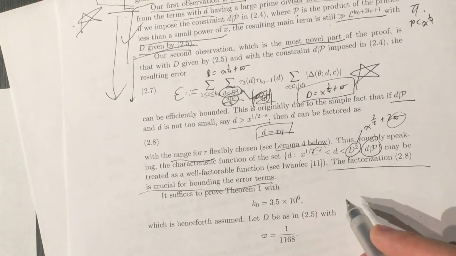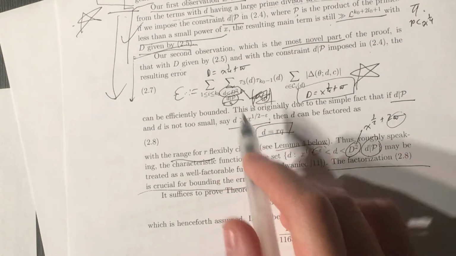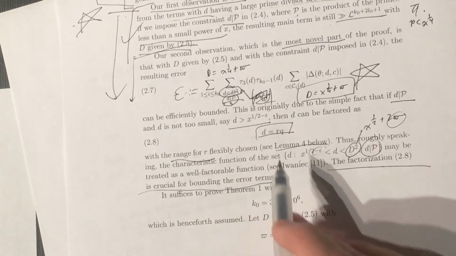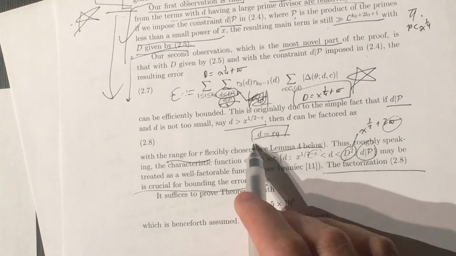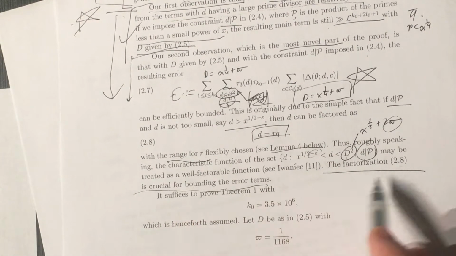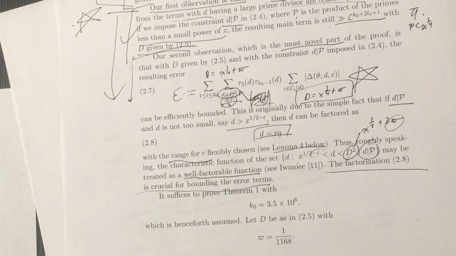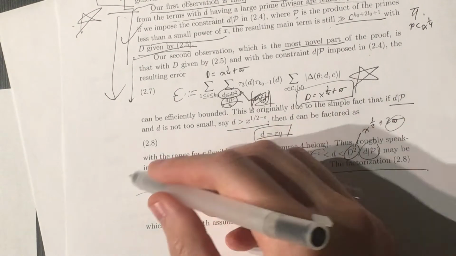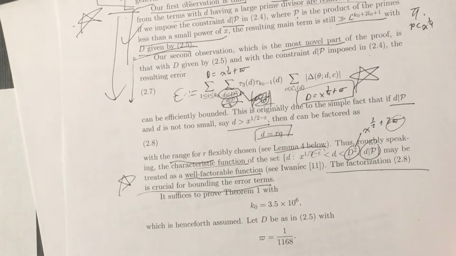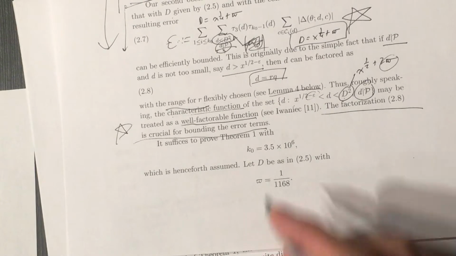So this is just rephrasing what he said here, that if d divides curly p, d is larger than this, and d is less than capital D squared, then you can have a nice factorization where you have quite a bit of flexibility in r. I guess this is the technical term: a well-factorable function. The characteristic function of this set is a well-factorable function. I should probably look up exactly what the definition of well-factorable is, but it seems like a reasonable definition so far. So we will go with that.